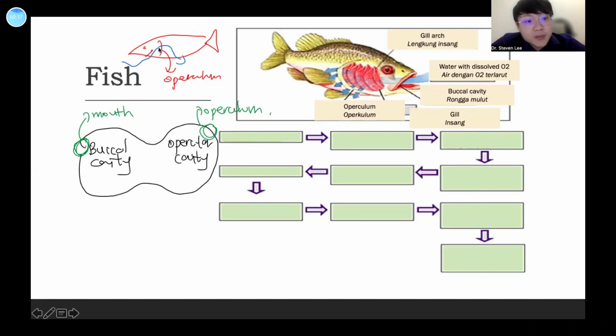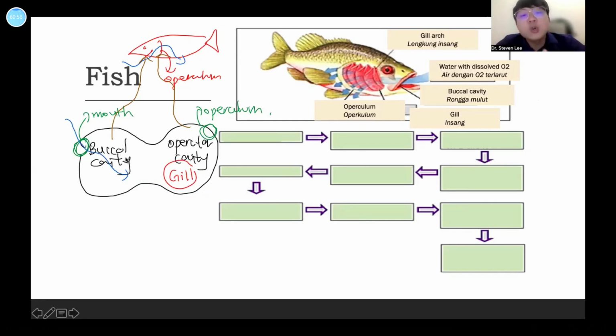So basically, if you look at the fish from the side, you can see this is the buccal cavity, which I refer to this part over here. The opercular cavity, I refer to this part over here. You must remember the gills are inside here. In the very beginning, you want the water to flow inside the buccal cavity. The buccal cavity and the opercular cavity are actually connected, so some of the water might come to the gill, but mostly will come to the buccal cavity first because it's the first compartment of the fish.